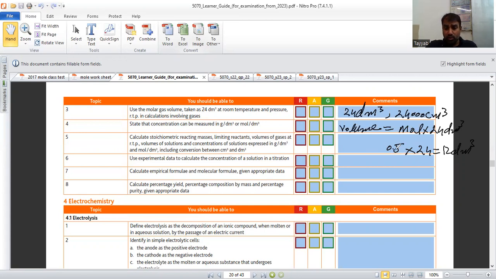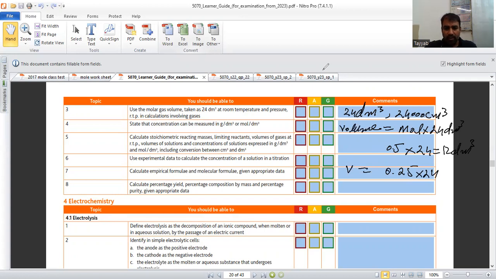Remember, this is used to calculate the volume of gas, not the volume of solution. Some students wrongly put the moles in the volume and concentration formula. We will see this in the next topic. This can also be used to calculate the volume of gas if you are given the moles. For example, what is the volume if moles are 0.25? Multiply by 24 dm cube. So you can calculate, this is the same as this one.